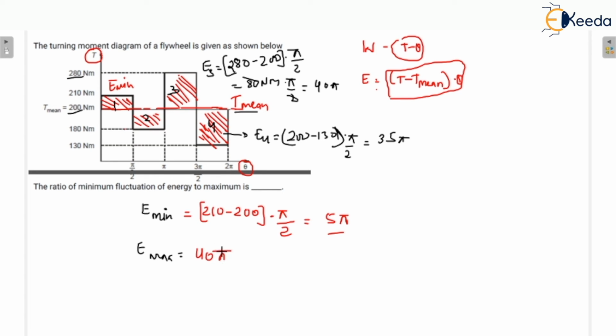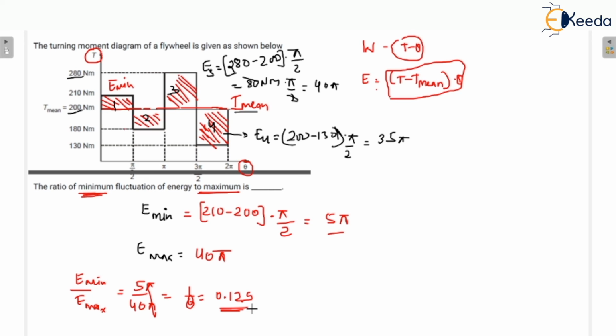Now the question asks for the ratio of the minimum fluctuation of energy to the maximum. Don't find the ratio of the maximum to the minimum, so that there will not be any mistake here. The question asks for E minimum upon E maximum. E minimum is 5 pi and E maximum is 40 pi, so you will get 1 by 8. This is an integer type question, so you just have to put it as a decimal, that is 0.125, which is the final answer. I hope you get the solution of that question.